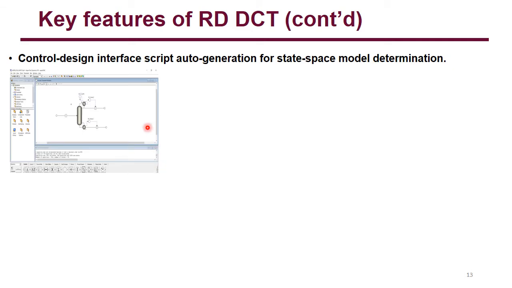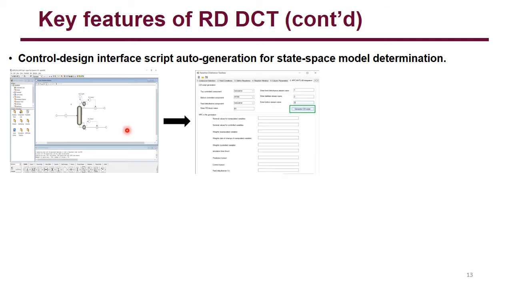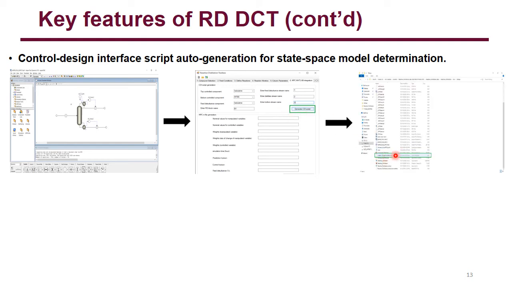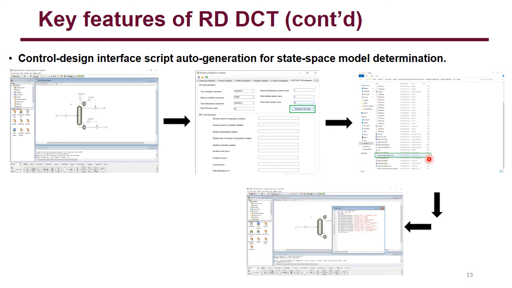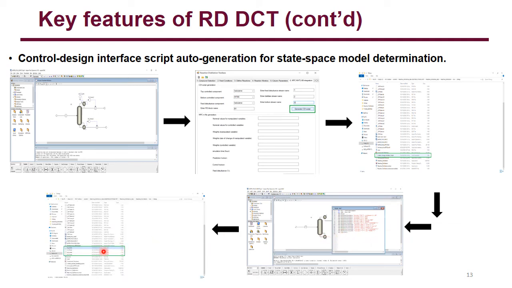After performing the steady state simulation, the dynamic file is exported to Aspen Plus Dynamics, where the control design interface script is auto-generated. We define the top control and bottom control variables and then click this generate CDI script. Then our control design script is generated in our local directory. If we export this script into Aspen Plus Dynamics and invoke this script, the state space matrices are generated in our local directory.